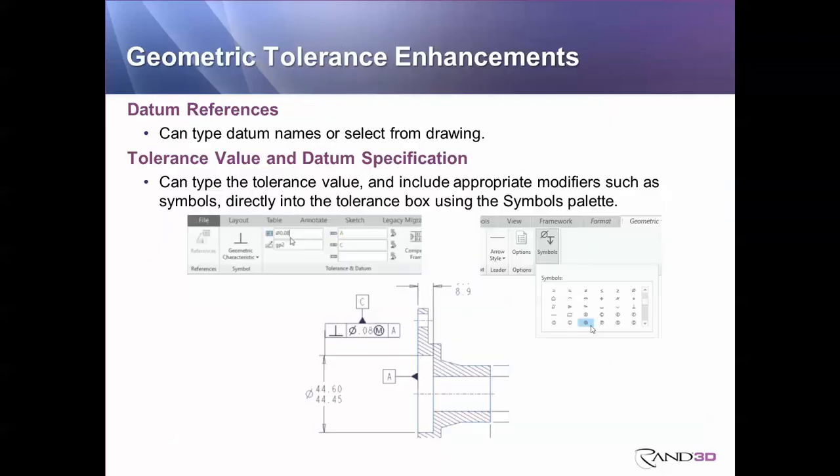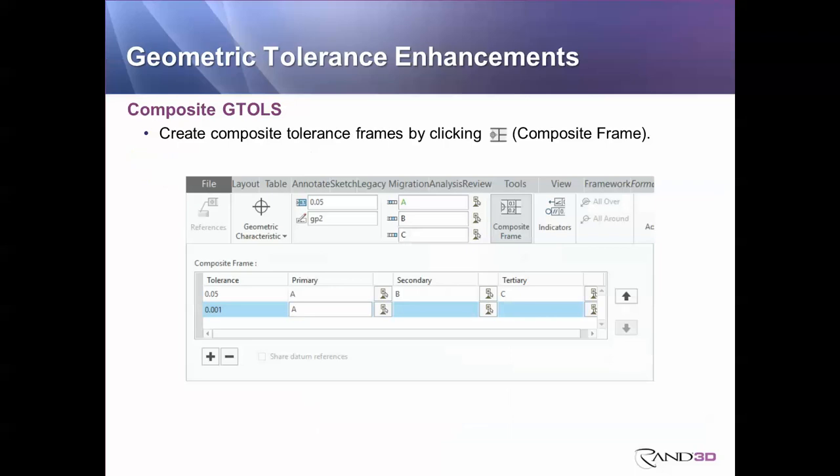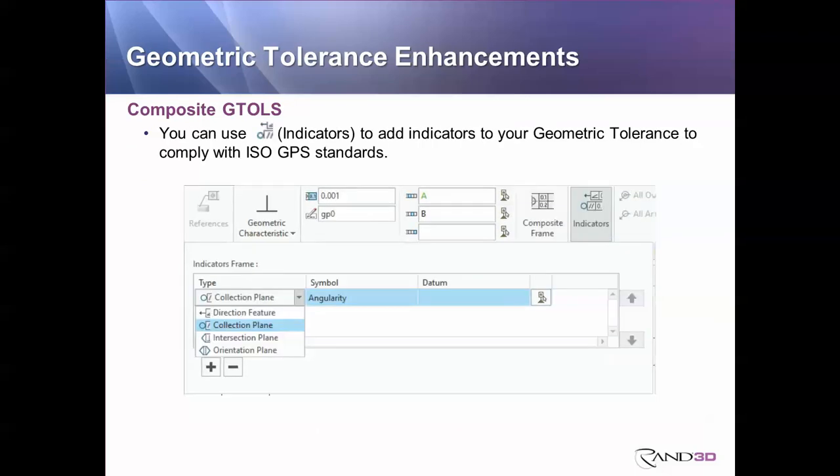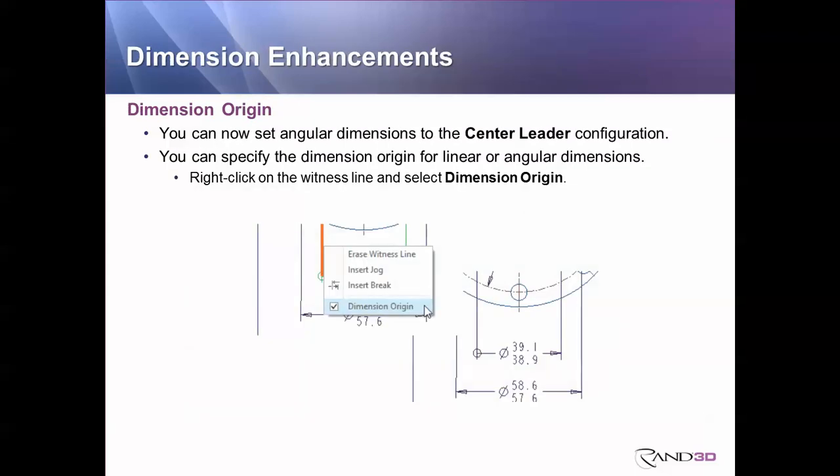You do have enhancements to your GTOL, your geometric tolerances. You can see there that you can type datum names or select them from the drawings. You could type in the values and add modifiers right through the definition box. There's a palette that you can get to as well. You can create composite tolerance frames. You can add indicators to your geometric tolerance that are in compliance with standards. You can set the origin for angular dimensions through configuration if you like.